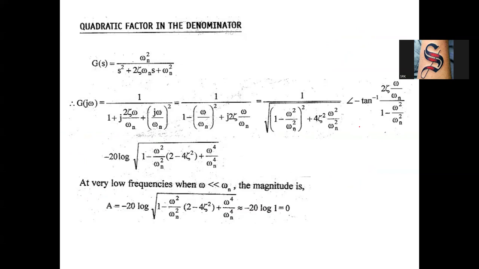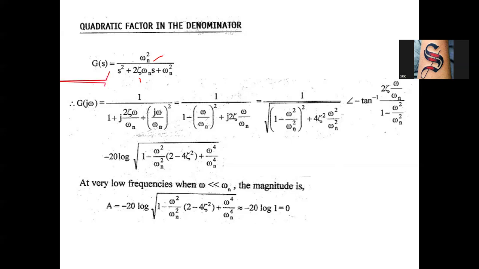So here, the standard equation for the second order system is omega n square divided by s square plus 2 zeta omega n s plus omega n square, where omega n is the natural undamped frequency and zeta is the damping factor. Again, if it is not in the standard form, s square plus 2 zeta omega n s plus omega n square, we need to convert it into the standard equation.